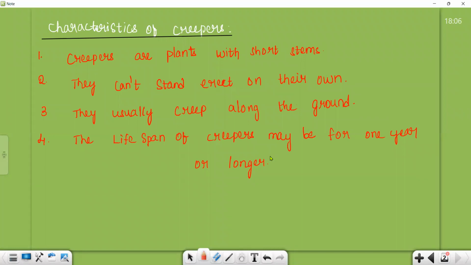Ma'am, what's the meaning of erect? Erect means straight. Okay, ma'am. And what is the meaning of creep? In the third point, they usually creep, like crawling on the soil like this. Okay, ma'am. Yes, ma'am.